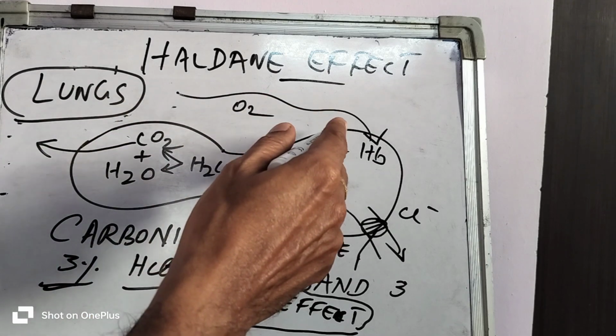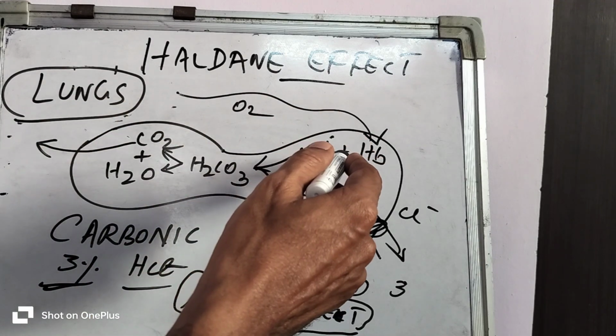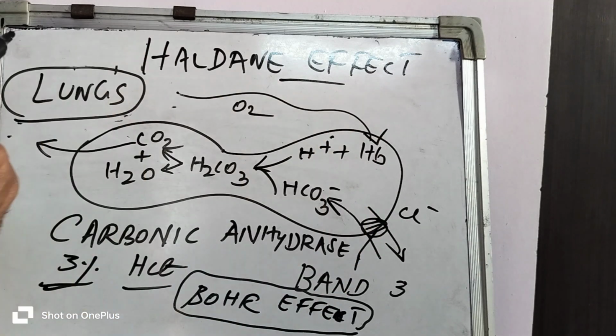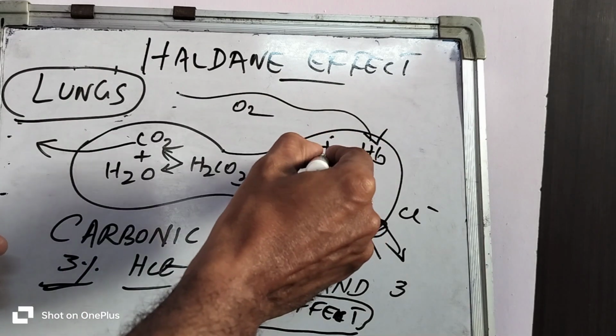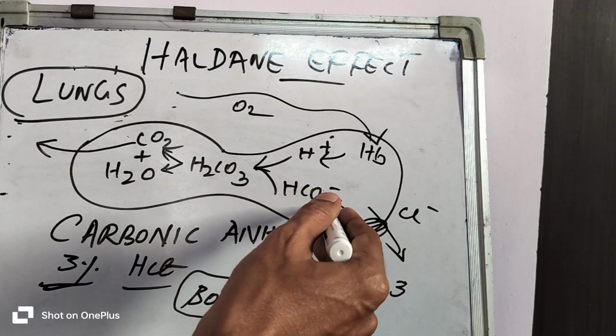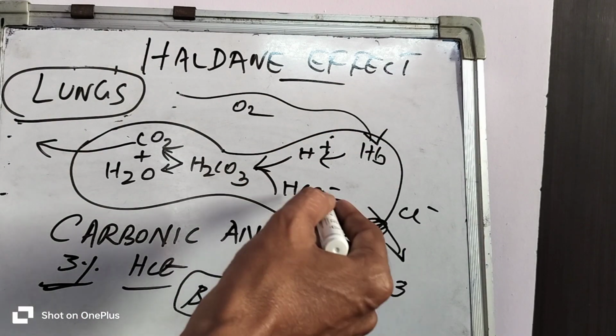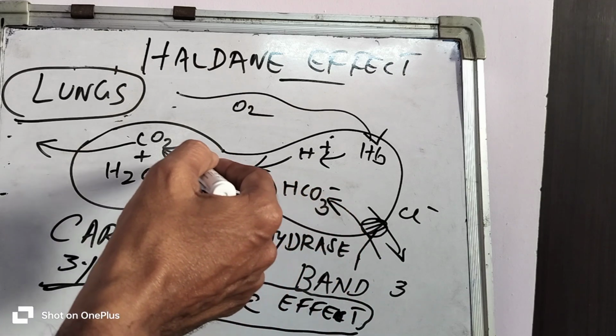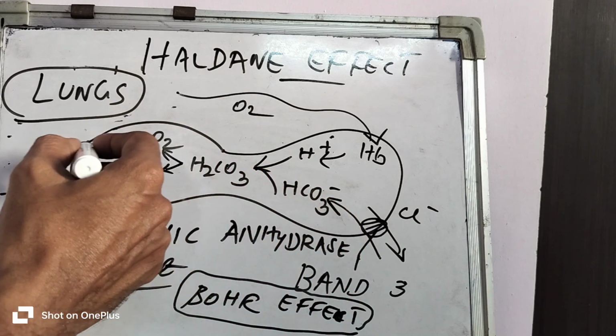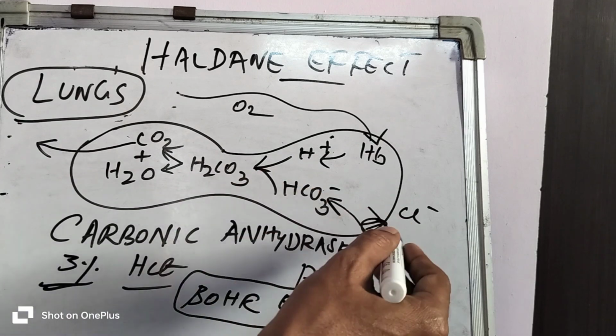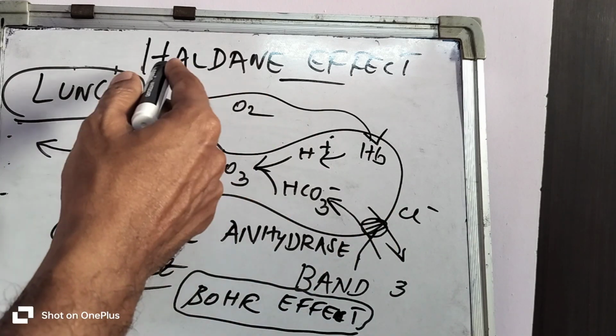When oxygen enters, it combines with hemoglobin, so H plus is dissociated from the hemoglobin. It combines with bicarbonate, which is entering into the RBC, and forms carbonic acid, which dissociates into water and carbon dioxide. Now this carbon dioxide is given out to the lungs. So this is called the reverse of chloride shift, or Haldane effect.